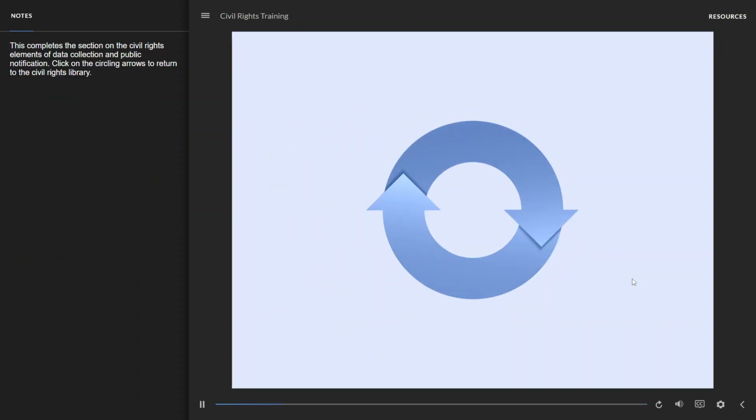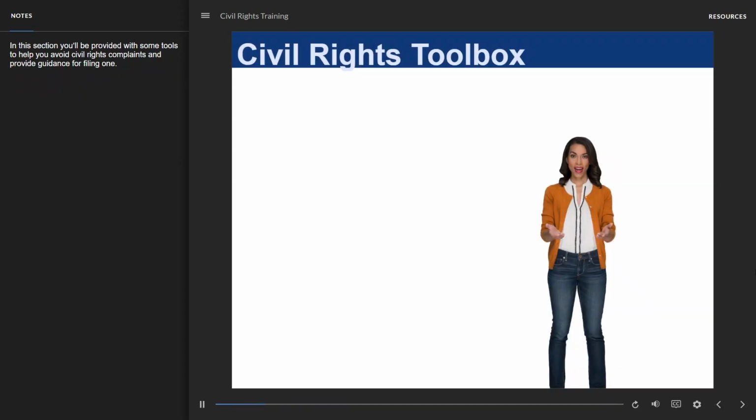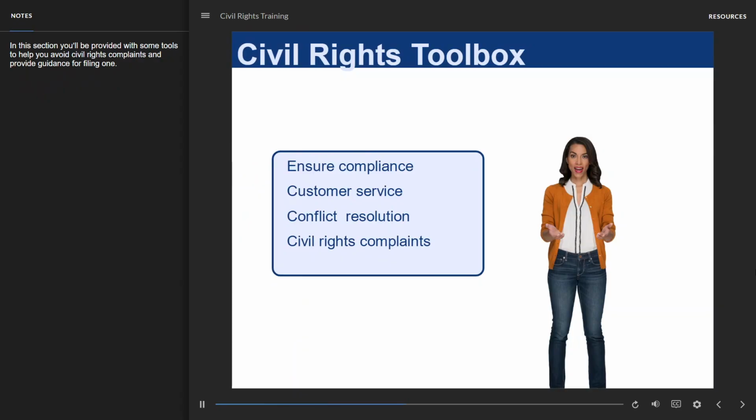This completes the section on the civil rights elements of data collection and public notification. Click on the circling arrows to return to the Civil Rights Library. In this section, you'll be provided with some tools to help you avoid civil rights complaints and provide guidance for filing one.